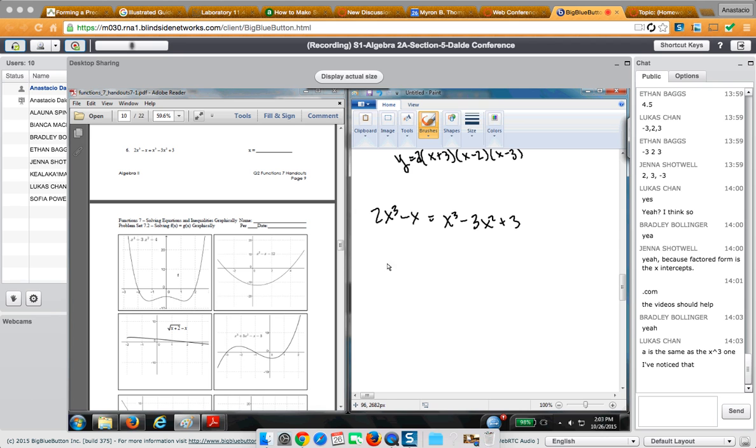Really, what I want you to think of this as, I'm going to call f of x equal to 2x cubed minus x. And I'm going to call g of x equal to x cubed minus 3x squared plus 3. I'm going to call f of x the one on the left, and g of x the one on the right. And really what I'm asking for is, when does f of x equal g of x?